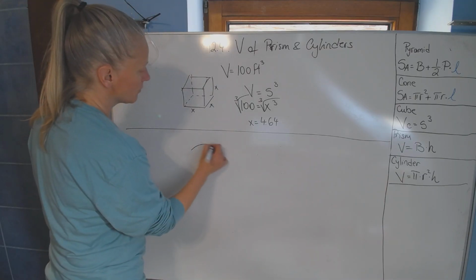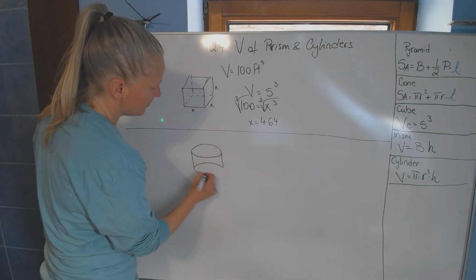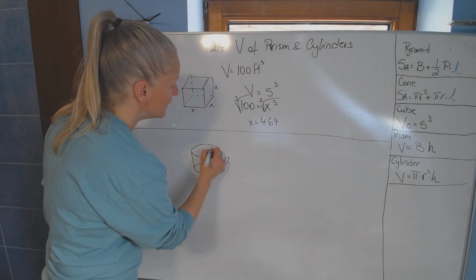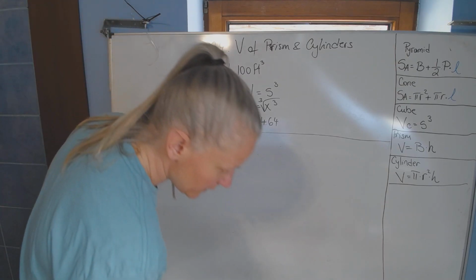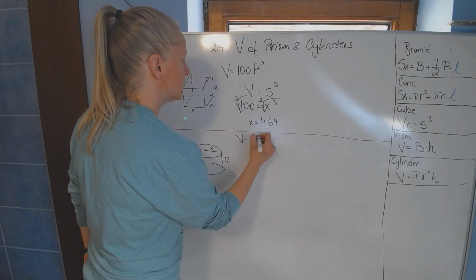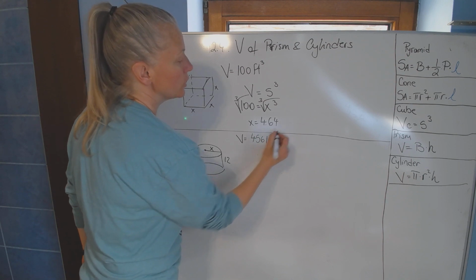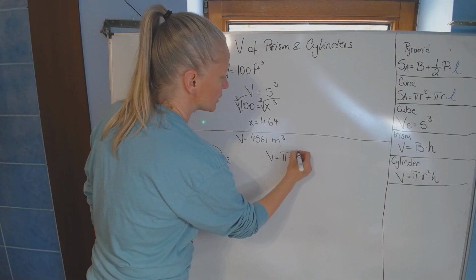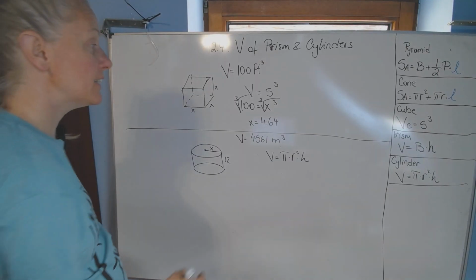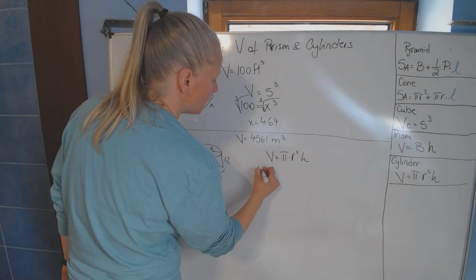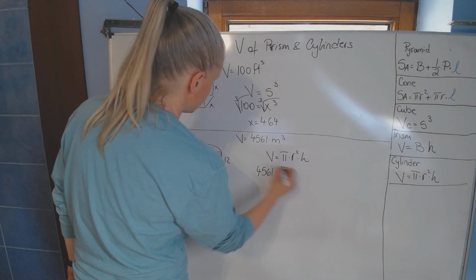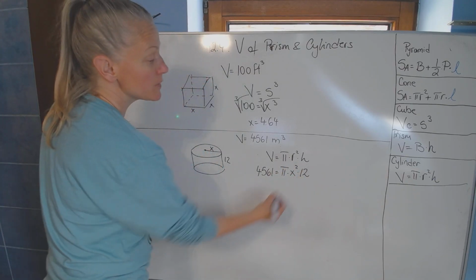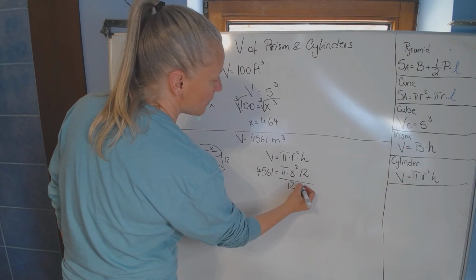For the cylinder, for part B of this problem, they tell us that the height is 12, my radius is x, but I do know that my volume is 4561 meters cubed. Again, what is the volume of a cylinder? Pi times r squared times h. I'm going to replace everything that I know. My volume is 4561 equals pi times my radius x squared times my height, which is 12. I'm solving for x, which means I'm going to divide by 12 pi in both places.